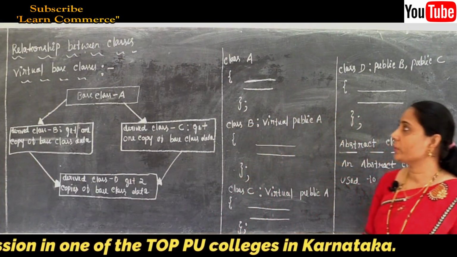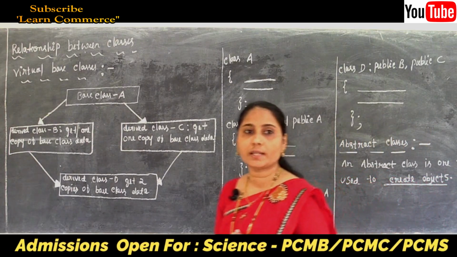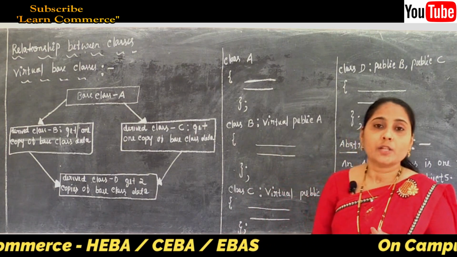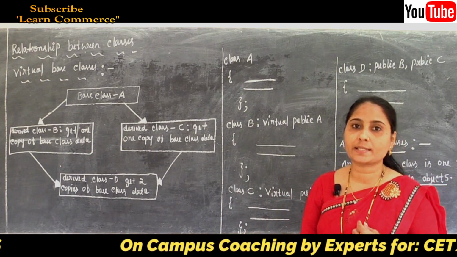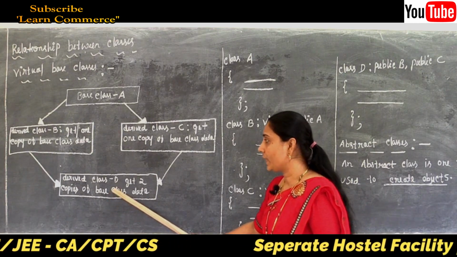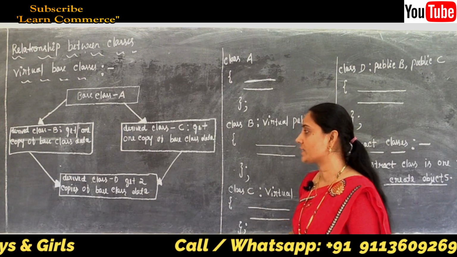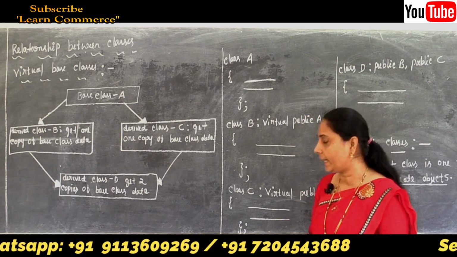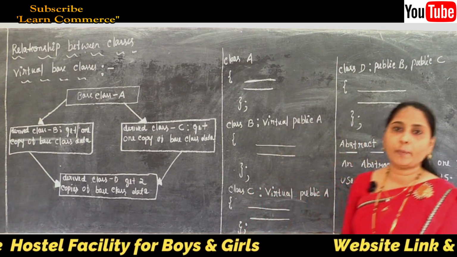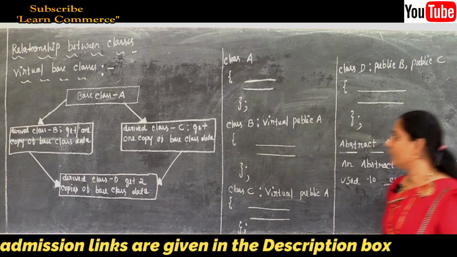So we know about the virtual base class. Here one base class, the name of the class is A, and two derived classes, B and C. Such derived classes B and C get one copy of the base class data, and the derived class D gets two copies of the base class data. Why? Because class D is constructed or created from B and C. Clear this point here?